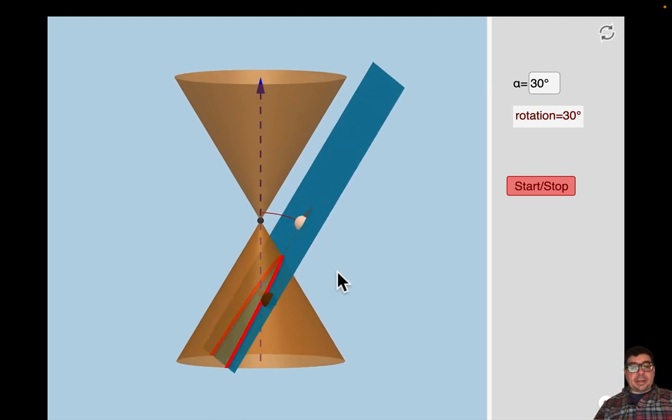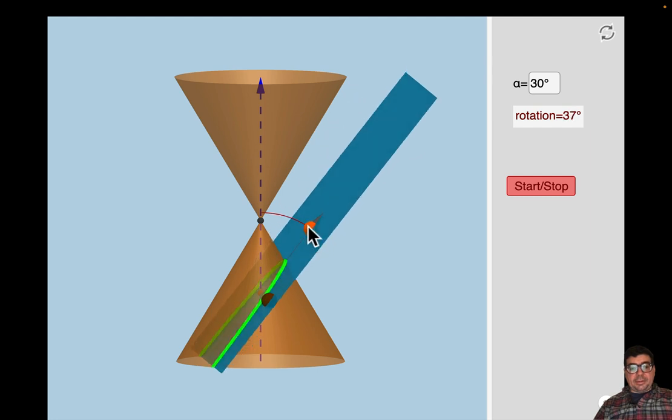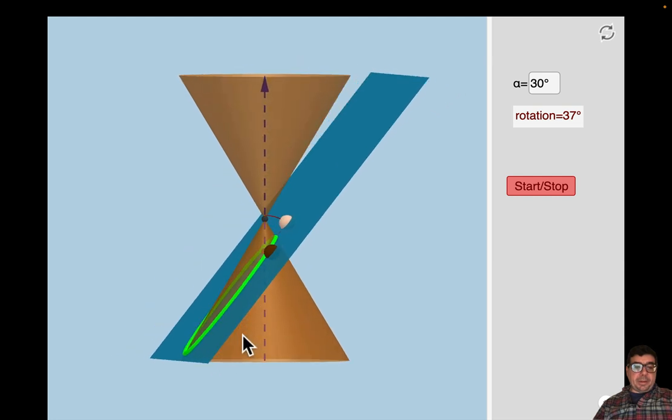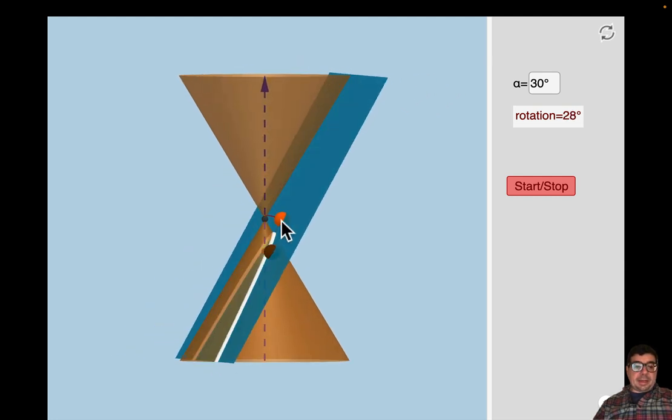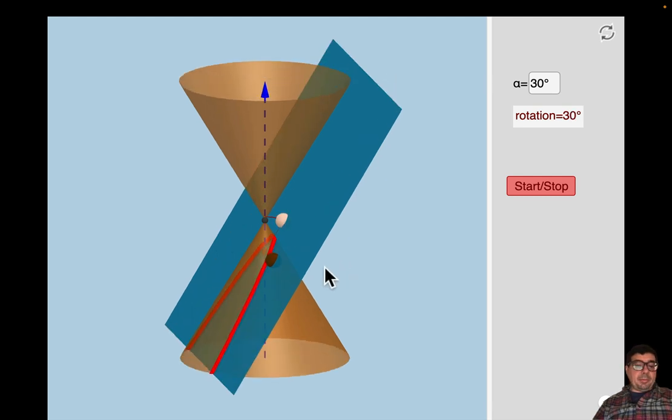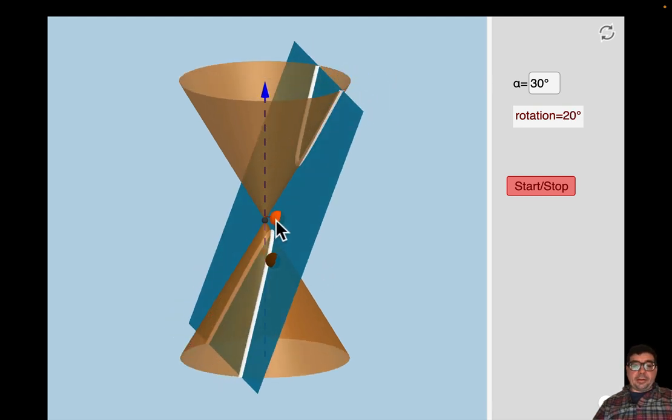As soon as I go under that angle, we're right back to an ellipse. And again, I can just zoom out. There it is, there's the ellipse. So if I want to get the parabola, I make sure the angles are matching. There it is. And then the hyperbola is just over that angle.